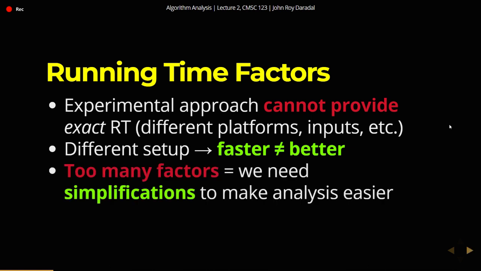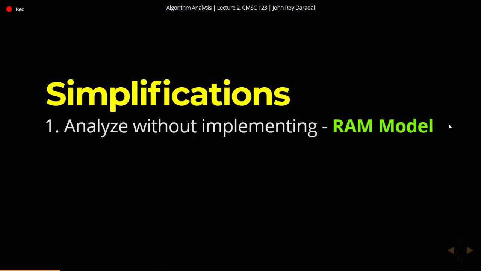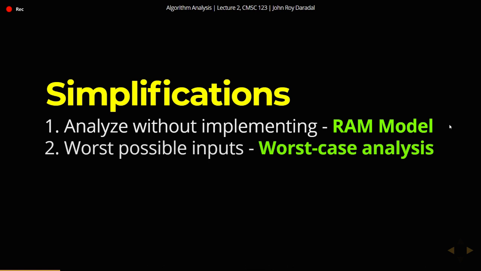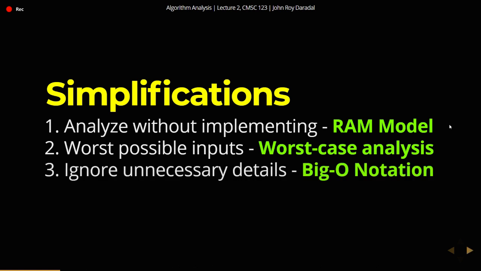Because of these factors, there are too many factors that we need to consider. We need simplifications to make our analysis easier. And those three simplifications are what we will discuss today. Number one, we will talk about the RAM model, which we can use to analyze the algorithm without actually implementing it. Next, we will also use worst case analysis, so we'll assume the worst possible type of inputs. And finally, we will also use big O notation, wherein we ignore unnecessary details of the running time's equation.